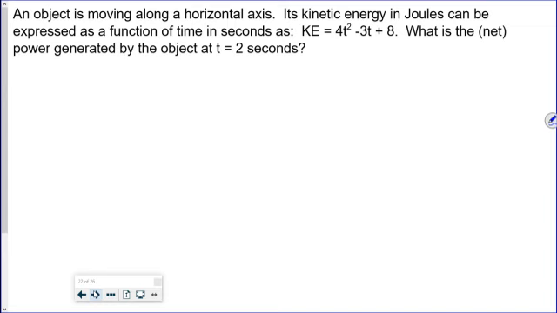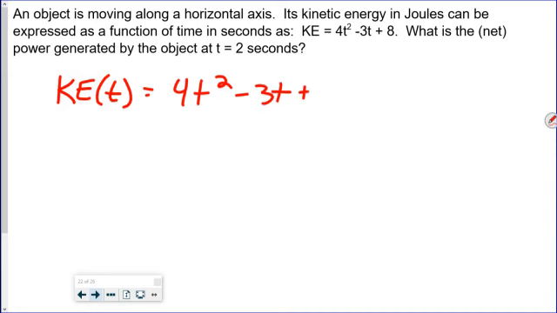All right, so here we've got this object that's moving along a horizontal axis, and the kinetic energy in joules is given by this function here. Let's write that out again. Kinetic energy of our object at time t is 4t squared minus 3t plus 8. And the question wants to know, what is the net power? I wrote the word net here just to emphasize it. Usually books won't do this. Usually they'll just say, what's the power generated? The assumption is that it's got to be net power. So what is the net power generated by the object at 2 seconds?